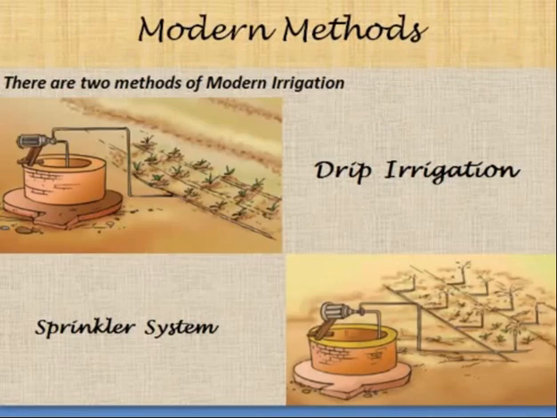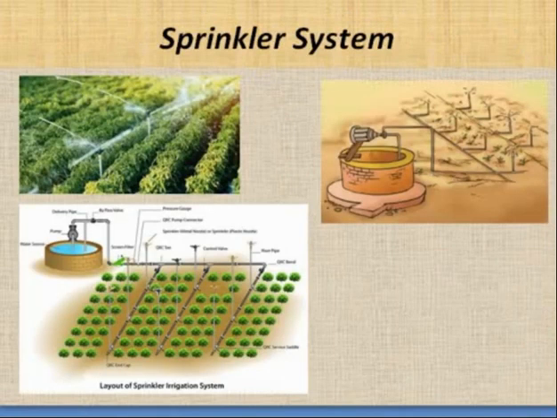Now next we have modern methods of irrigation. Now there are two types of modern methods of irrigation: drip irrigation and sprinkler system. Now in sprinkler system, first we are going to talk about this. So as you can see in this diagram, the water is sprinkled to the crops directly, so that each crop will get adequate amount of water.